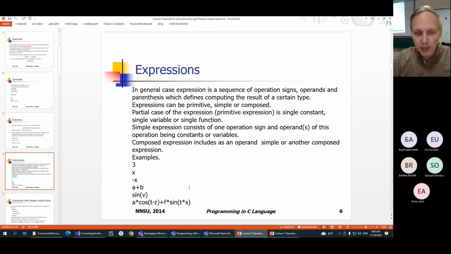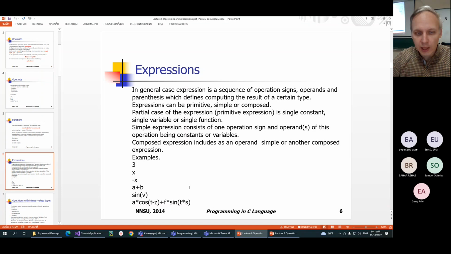Well, when we combine some operations, using operations we can write expressions. In the general case, an expression in a programming language is a sequence of operations, operands, and/or parentheses, which defines computing a result of a certain type.